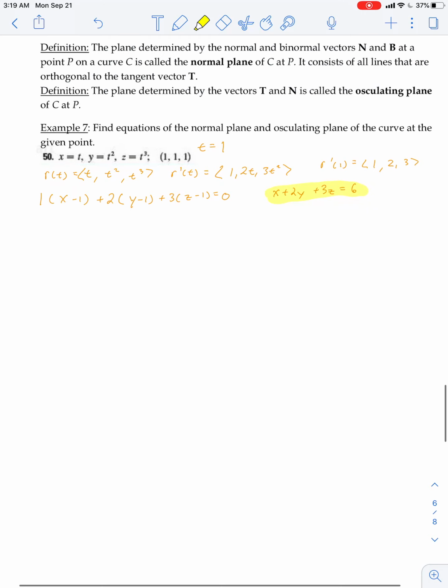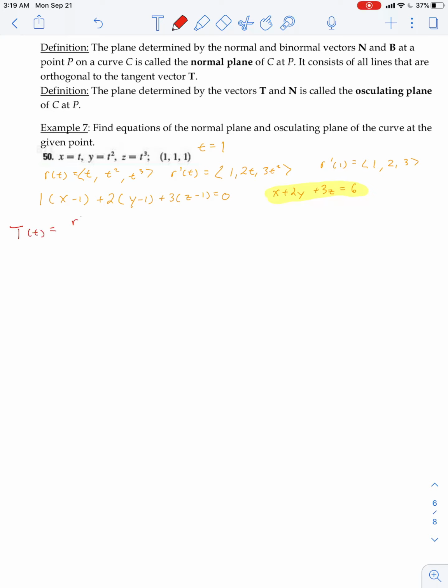Now I need to find the equation of the osculating plane. So now this is why you have all this room right here. And so finding equations of the normal plane, osculating, we also got to find the tangent. So let's go ahead and find the unit tangent.